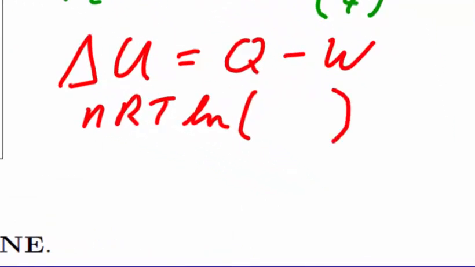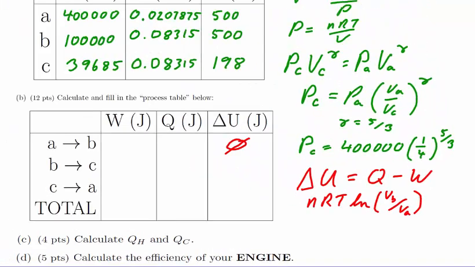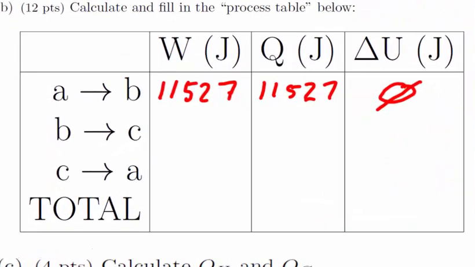In the case of A goes to B, it is the volume at B, which is the second one, so that's V2, divided by the volume at A. Plugging in the values for all of these at points A and B, we get the result 11,527 joules. When delta U is 0, Q equals W, and so we get exactly the same value for the heat. The next process is B goes to C.